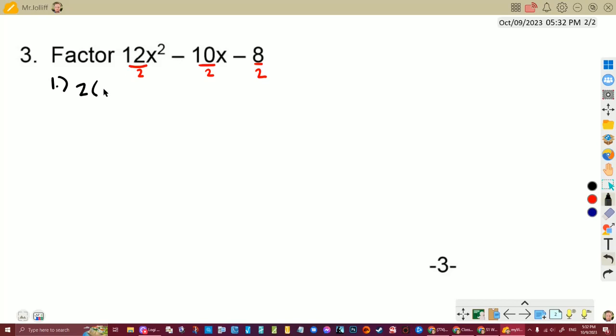And 12 divided by 2 is going to give us 6x squared. 10 divided by 2 is 5. And 8 divided by 2 is 4. So we now have the trinomial 2 times 6x squared minus 5x minus 4.